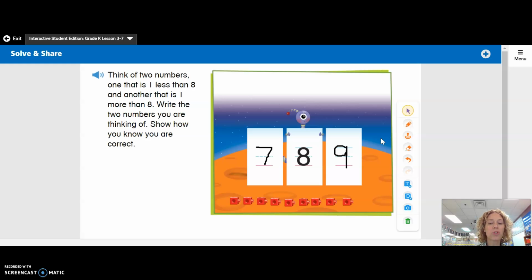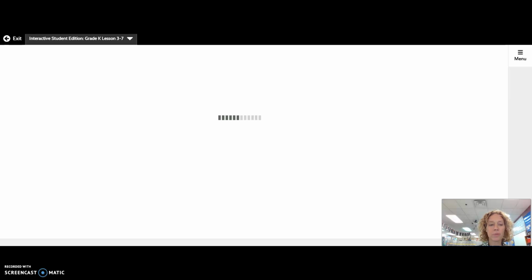Just like when you're counting, you count by ones. So when you count, it'll make sense. 7, 8, 9. We know if we take 1 less, it's going to be 7. If we put 1 more than 8, it's going to be 9. All right, and we tested it with our counters, didn't we? Good job. All right, let's watch our video.